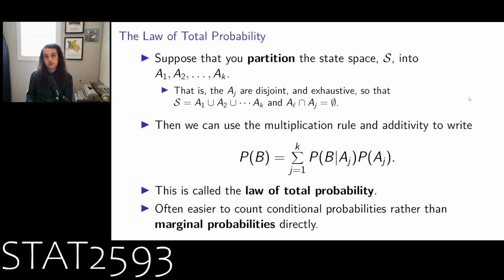When we're talking about marginal probabilities, just to clarify, the probability of an event by itself is known as the marginal probability. This is used in contrast to conditional probabilities. The marginal probability is the probability that B happens. The conditional probability is the probability that B happens given we know something about A.